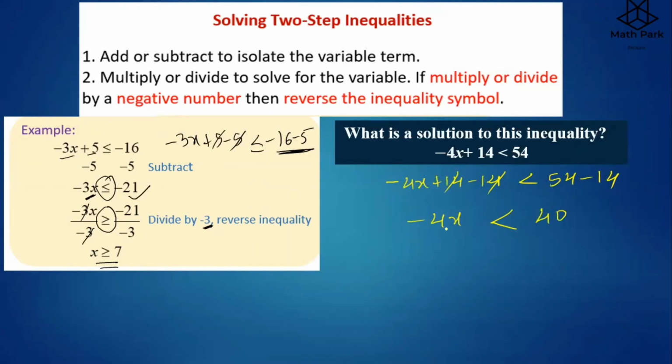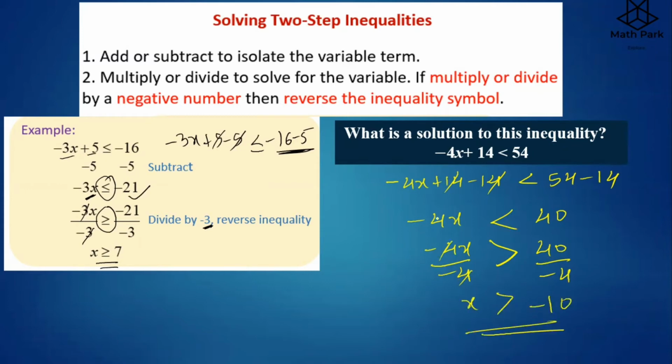Now we are going to divide by minus 4, because we have to isolate this x. So minus 4x divided by minus 4. This reverses. This less than becomes greater than. Again 40 divided by minus 4. So we get x is greater than 40 divided by minus 4, which is minus 10. Got it? So this is how we have solved the inequality. So what is to be remembered? Whenever we divide by a negative number or multiply by a negative number, the inequality will reverse. That is very important for us.